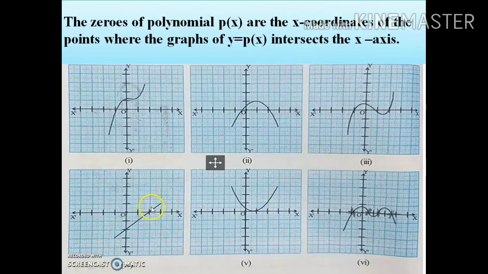Similarly here in this fourth figure, it is cutting the y-axis also, but that is not a zero. A zero of a polynomial in terms of p of x is only where it is cutting the x-axis. So only 1 zero is there. Similarly, solve the 5th and 6th figures.